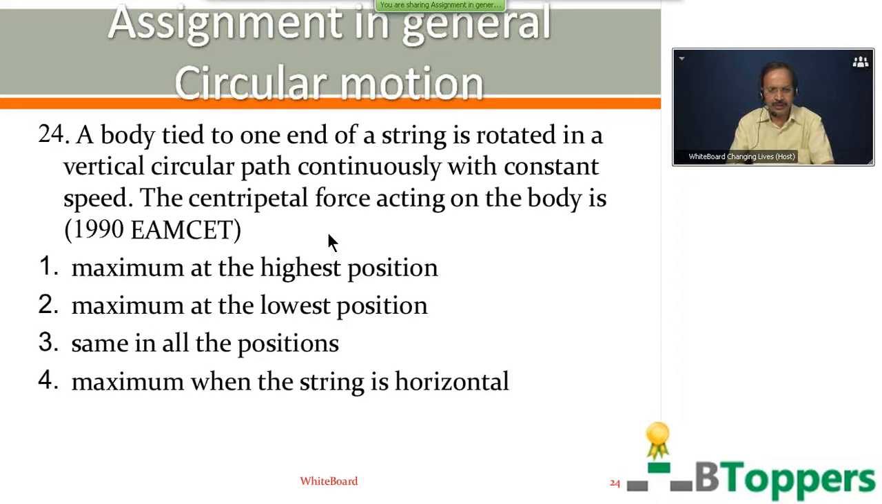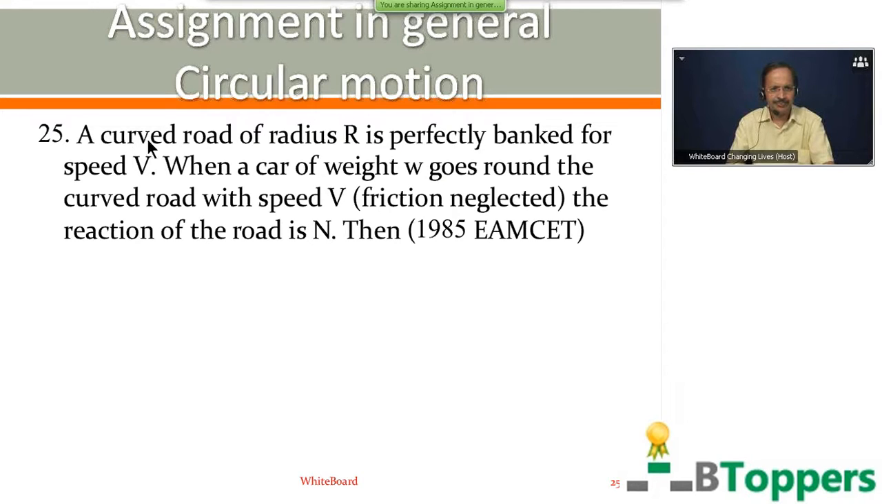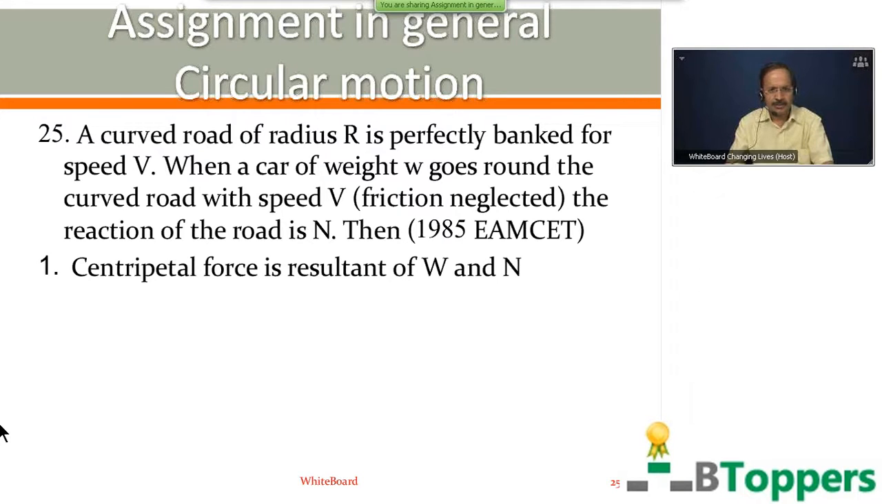I am going to show the next question on screen. See the question number 25. A curved road of radius r is perfectly banked for speed v. And a car of weight w goes round the curved road with speed v, within bracket friction neglected. The reaction of the road is capital N. Then I am going to show 4 options. First option, centripetal force is the resultant of W and N. Of course, here W represents the weight and N represents normal reaction.